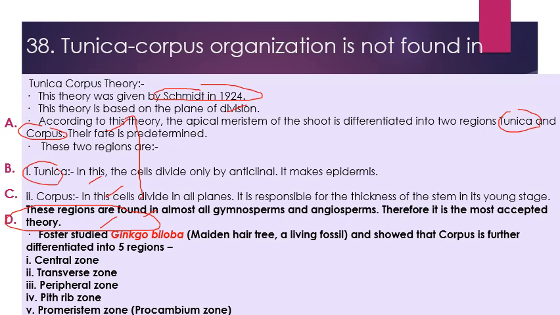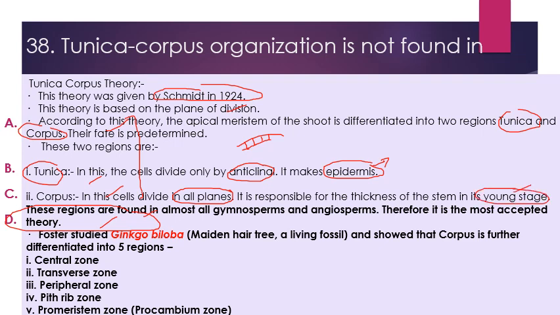So tunica, in this the cells divide only by anticlinal division. Anticlinal division means the division which increases the number of cells. So this division is known as anticlinal division, and it makes the epidermis, that is the outermost layer. Then next is corpus. So in this region the cells divide in all the planes, and it is responsible for thickness of the stem in young stages.